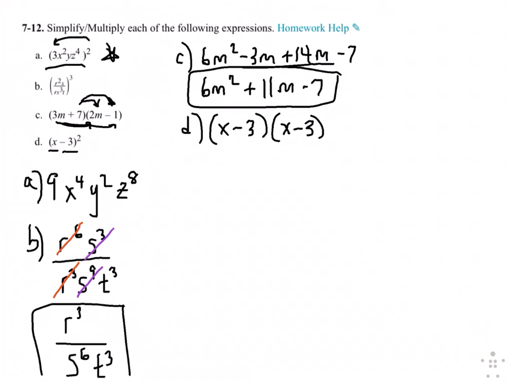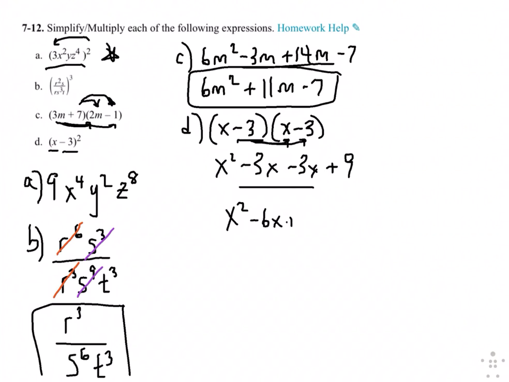Okay, so this gives us x times x is x squared. X times negative 3 is negative 3x. Then the negative 3 times x is negative 3x. And negative 3 times negative 3 is plus 9. So we get x squared minus 6x plus 9 for D.